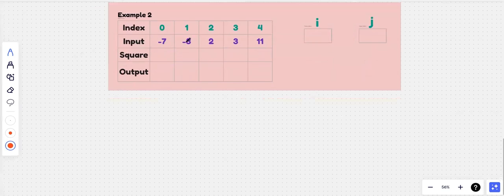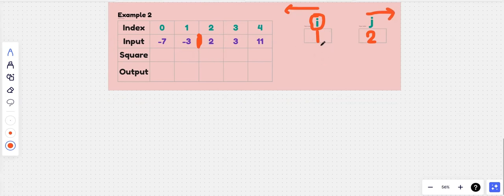So first we will iterate the array and find the point from where the positive number is starting. So we can find that at index 2, the positive number is starting. So we will initialize j with 2 and i with 1. So our ith pointer will move in backward direction and jth pointer will move in forward direction.